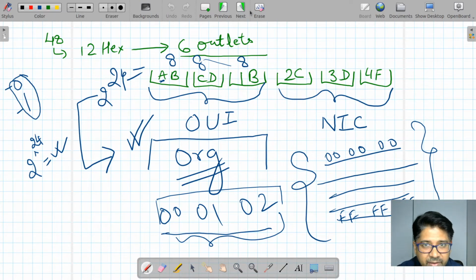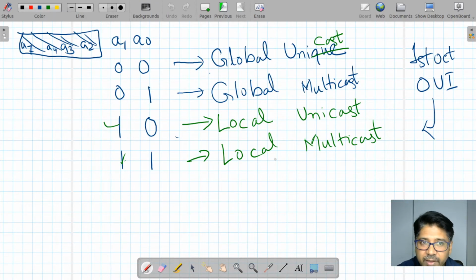Next we saw that the first 2 bits of the first octet of the OUI represent the type. So 0 0 is global unicast, 0 1 is global multicast, 1 0 is local unicast, 1 1 is local multicast. So we're going to do the activity now.